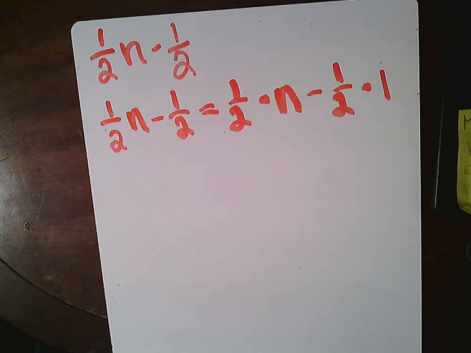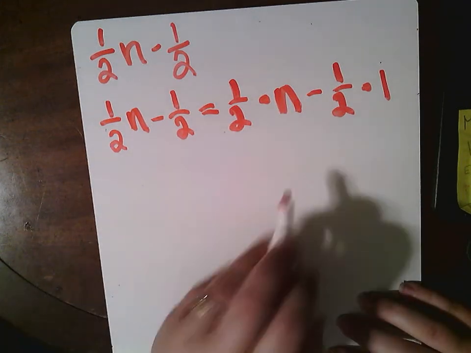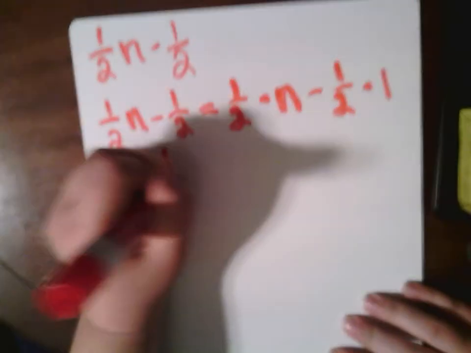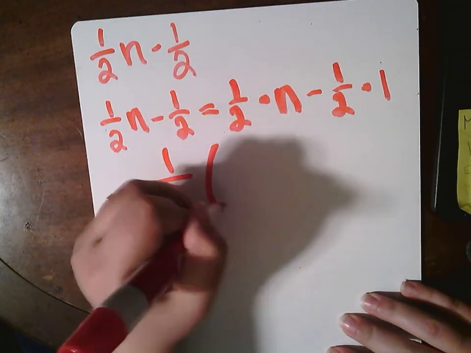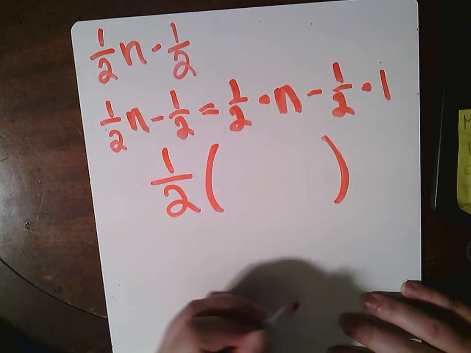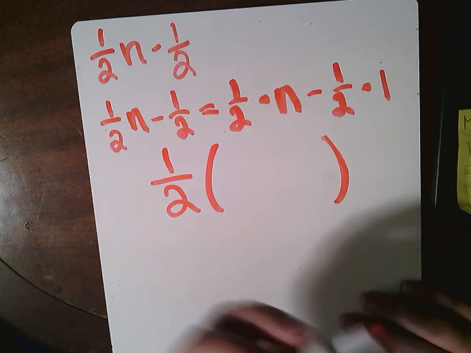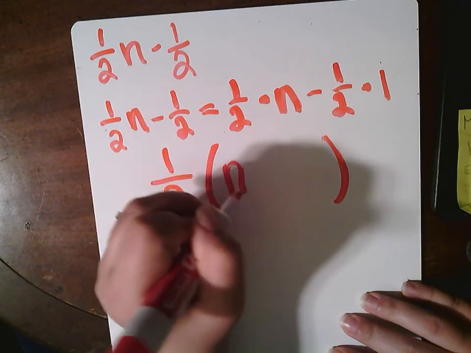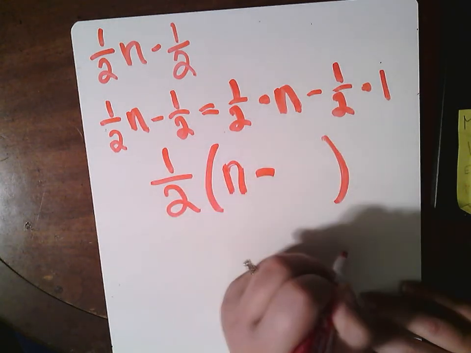Alright, and now I use my distributive property to combine everything, or to pull it out. So 1/2 is what goes on our outside. Inside the parentheses, I have whatever's left over, whatever is not 1/2. So I have n. I have a subtraction sign.